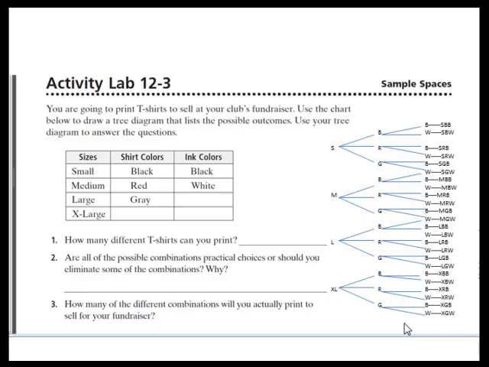Here's the tree diagram that you could have drawn for this particular set of data. For question number 1, it says how many different t-shirts can you print? You could actually print 24 different t-shirts. You could use a counting principle to solve this also. You have 4 shirt sizes times 3 shirt colors times 2 inks. 4 times 3 times 2 is 24. And when you look at your tree diagram, you have 24 possibilities.